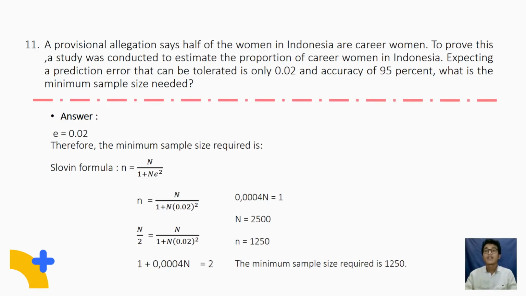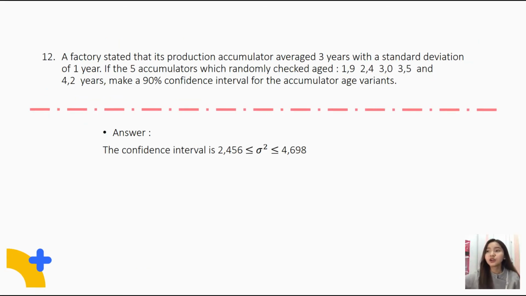We get the N is 1250. The minimum sample size required is 1250. Question number 12, and the answer of number 12 is the confidence interval is about 2,456 less than or equal to sigma squared less than or equal to 4,698.